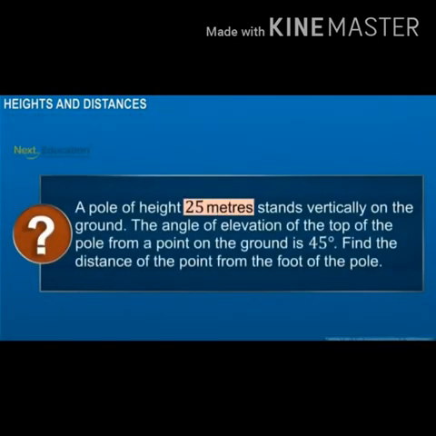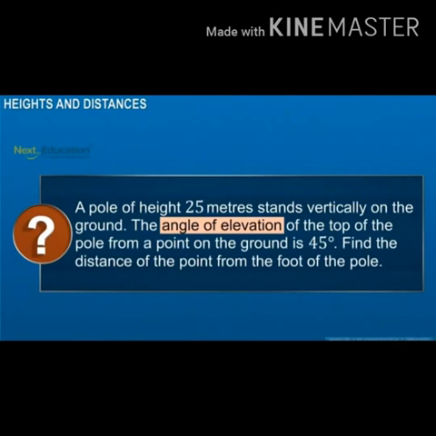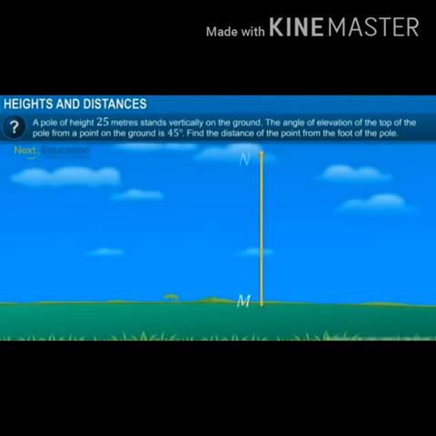A pole of height 25 meters stands vertically on the ground. The angle of elevation of the top of the pole from an observation point on the ground is 45 degrees. We have to find the distance of the point from the pole. Let MN represent the pole and the point from where the top of the pole is observed be P. The angle of elevation from point P to the top of the pole is 45 degrees. We need to find the distance of the point P from the foot of the pole M.